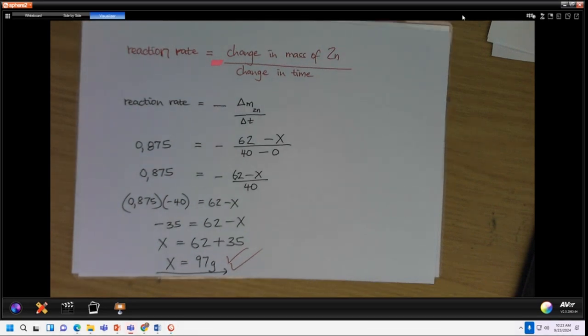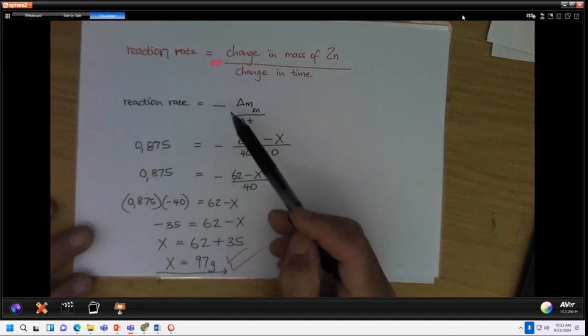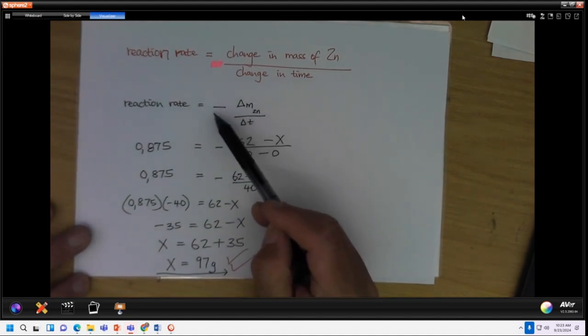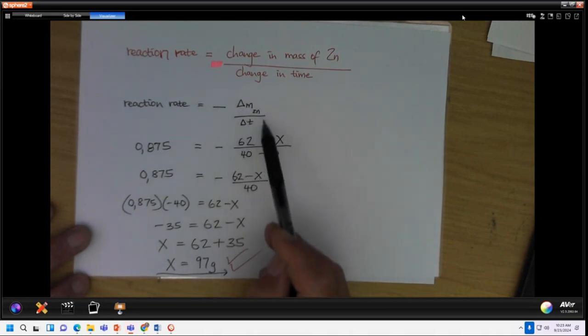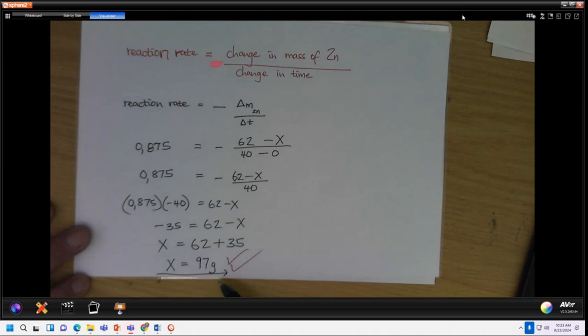So please remember, grade 12s, once again, when you're calculating your reactants, you must put a negative there. If you're calculating your products, it's going to be a positive. So that's the only thing that will change. And then, as we saw, that's the whole scene. All right, there we go. Now let's move on with our question.